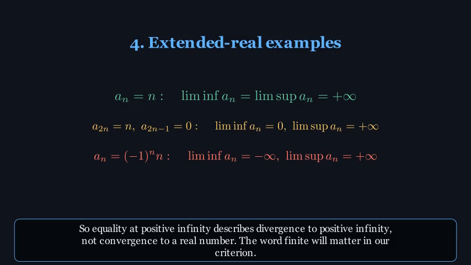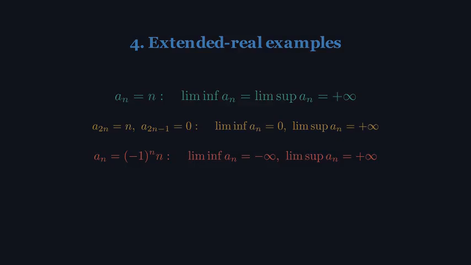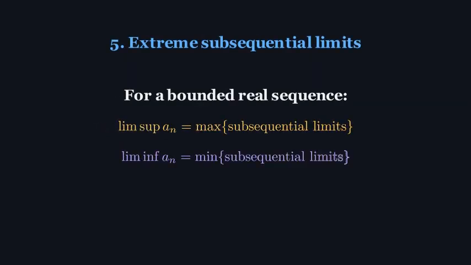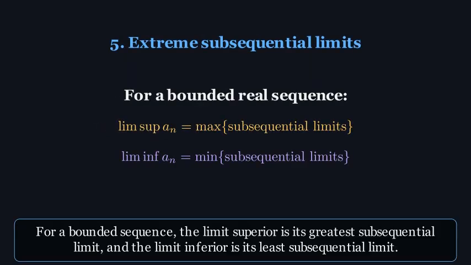So equality at positive infinity describes divergence to positive infinity, not convergence to a real number. The word finite will matter in our criterion. For a bounded sequence, the limit superior is its greatest subsequential limit, and the limit inferior is its least subsequential limit.